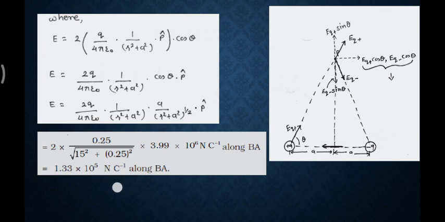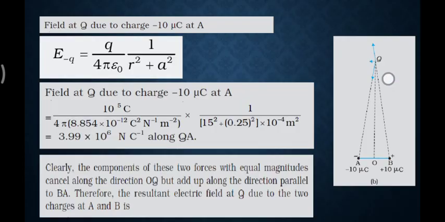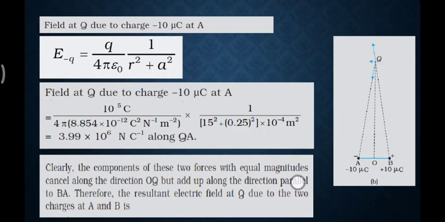If you find the number, you will get the resultant electric field in this direction for our example. So E is equal to 1.33 times 10 to the power 5 Newton Coulomb inverse, which means Newton per Coulomb, along B to A, because it is always positive to the negative.